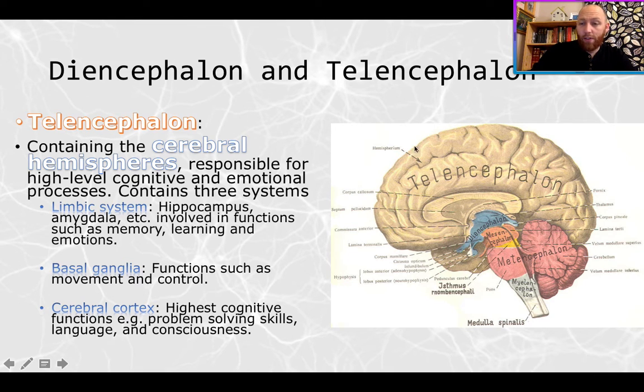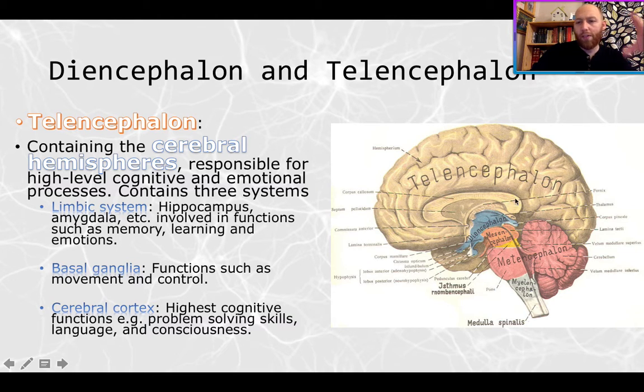The telencephalon essentially is this huge structure here containing both cerebral hemispheres. You can only see one here. The diencephalon is this structure here. The telencephalon also contains the limbic system, the basal ganglia, and the cerebral cortex, the cortex being this outer layer.